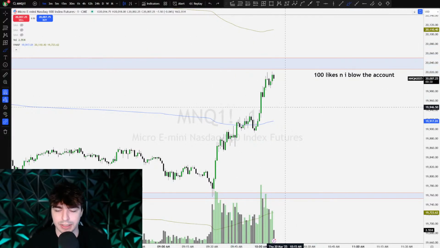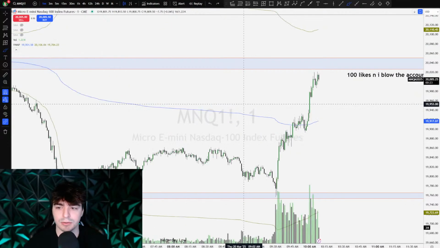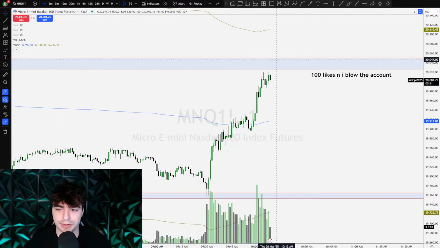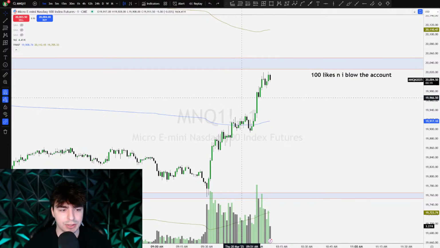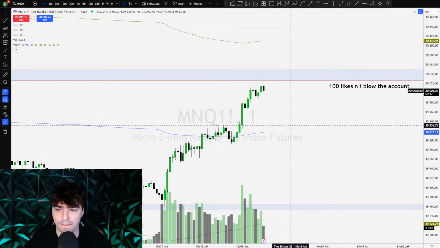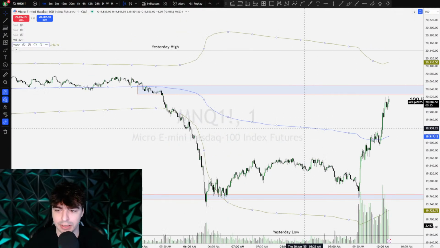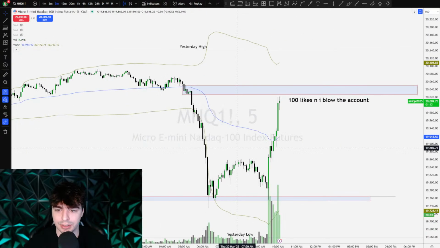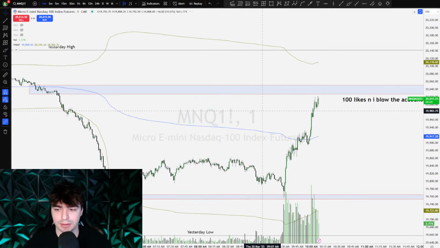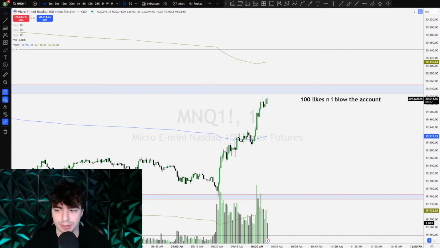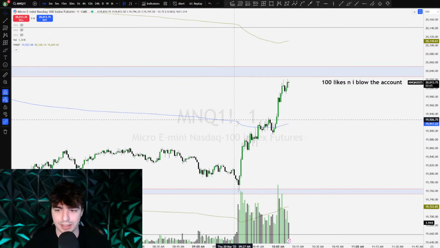All right, we're looking for a test of this little zone here. I might actually take a short at this area here. We'll see if we can continue this slow and steady grind. I mean, we are definitely due for some sort of pullback. The question is, when will it happen?